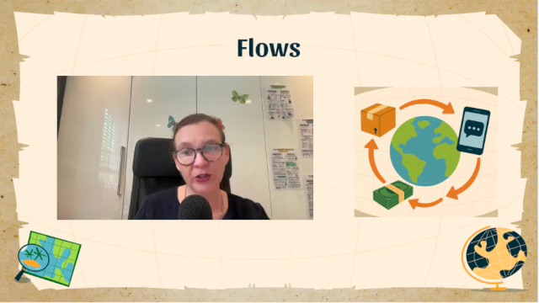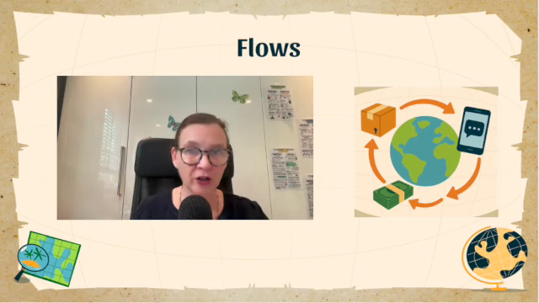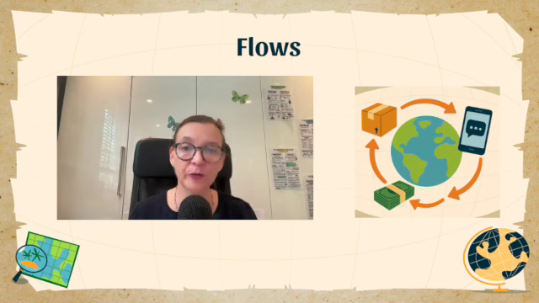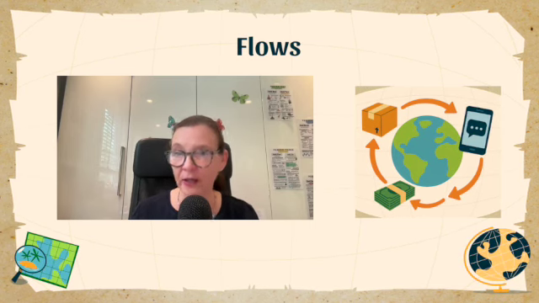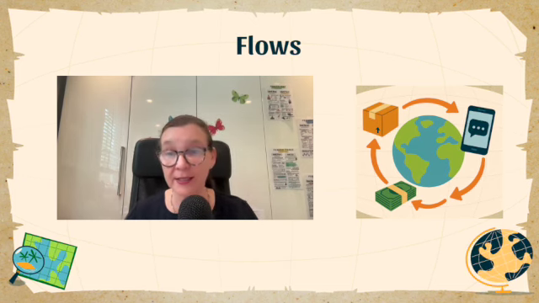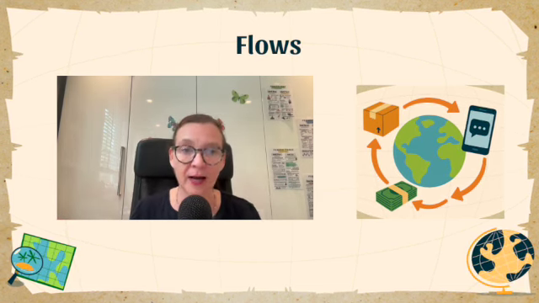So the last key term we're going to talk about in this section is the concept of flows, a powerful tool in human geography that helps us explain how people, goods, ideas, and information move across the world. A flow is simply the movement of something, whether it's a product, a person, or a piece of information from one place to another place over space and time. So how does it work?